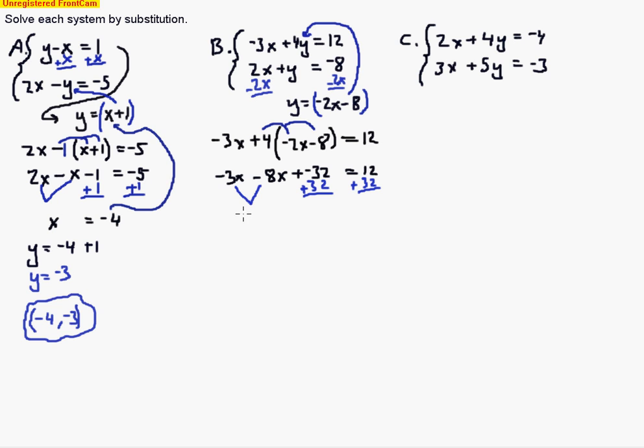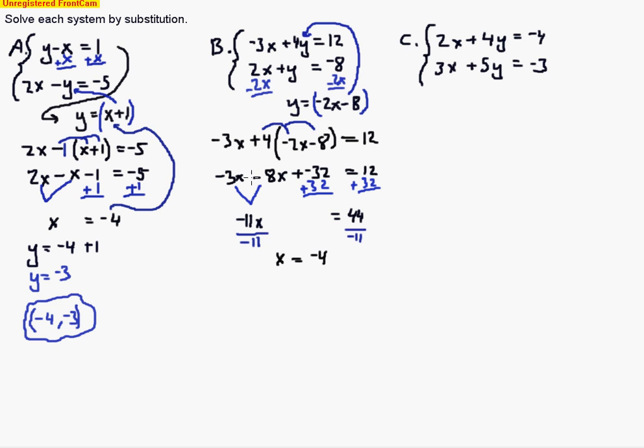So now I'm left with a negative 11x. This all equals 44. Well, from this point, I need to do another opposite operation. I'm going to divide by negative 11. And when I do that, I'm left with x equals negative 4. Well, not done yet.